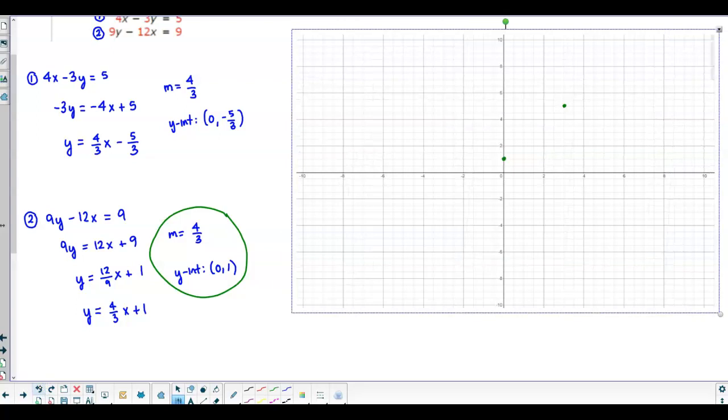And then we're going to do the same thing. We're going to go down the opposite direction. We're going to go down 4. So we're going to go 1, 2, 3, 4, and then to the left 3. 1, 2, and then 3. So if we draw our line through our points, then we have our graph y, which is equal to 4/3 x plus 1.